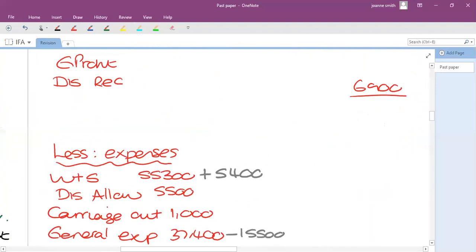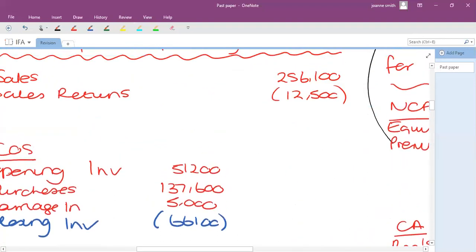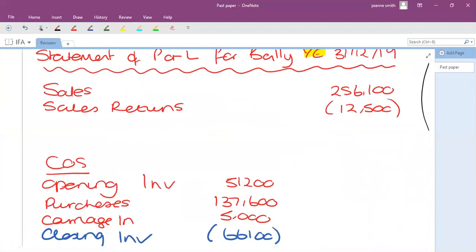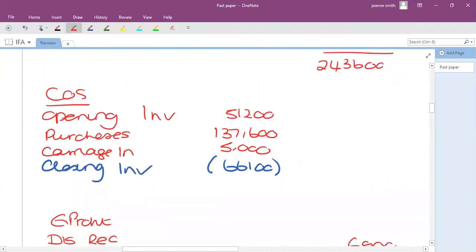So the final thing we need to do then is tidy it all up and add it together. So if we start at the top with the P&L, so sales less sales returns gives me 243,600. Now if we look at the cost of sales, it's the cost of the goods I've sold. So I've got my opening stock plus my purchases plus my carriage, and then I'm taking out the closing inventory because obviously I haven't sold those and I want the cost of what I've sold. So if we add that together, that gives me 127,700.